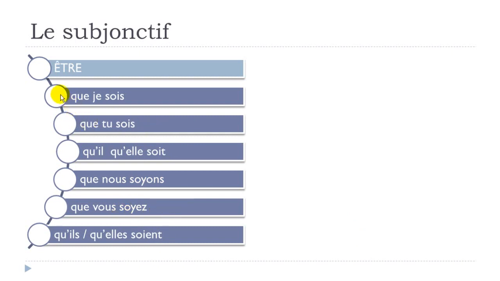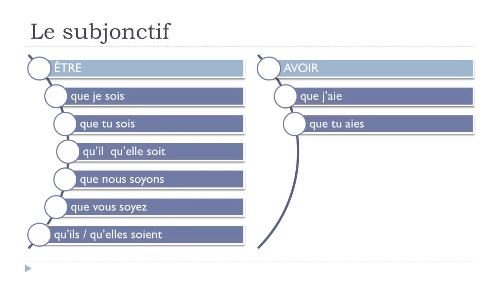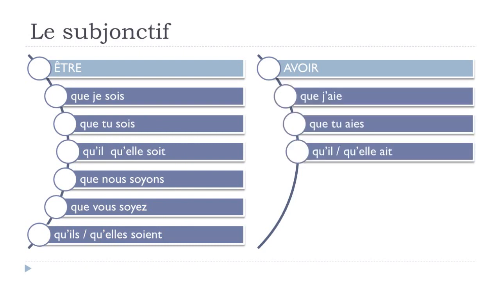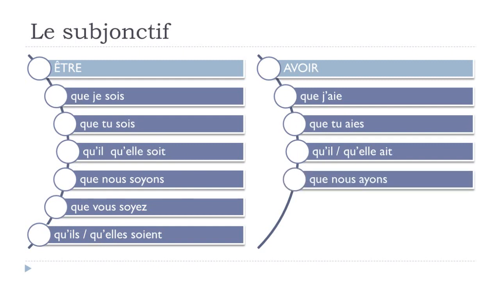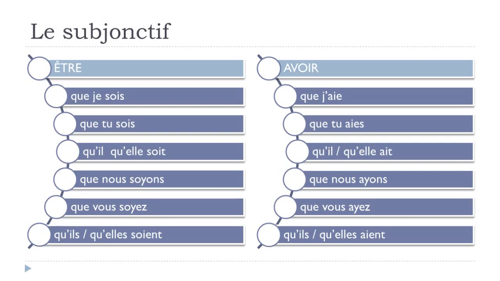So I repeat, que je sois, que tu sois, qu'il soit, qu'elle soit, que nous soyons, que vous soyez, qu'il soit, qu'elle soit. And last but not least, avoir, to have, que j'aie, que tu aies, qu'il ait, qu'elle ait, que nous ayons, que vous ayez, qu'ils aient, qu'elles aient.